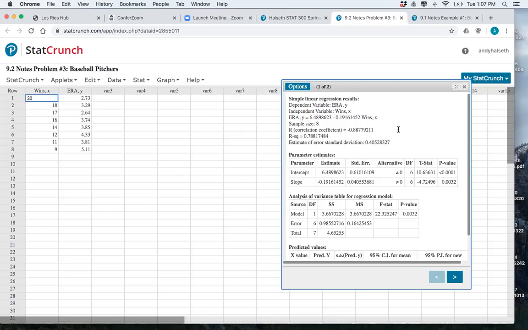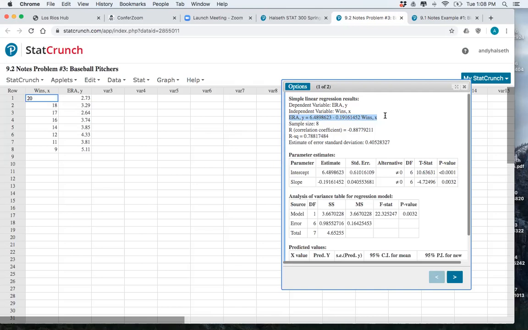What's the equation of the regression line? It's usually the first thing that's given. There it is. So I'm going to write y hat equals, and I'm seeing a 6.49. Let's just do 2 decimals, minus 0.19x.